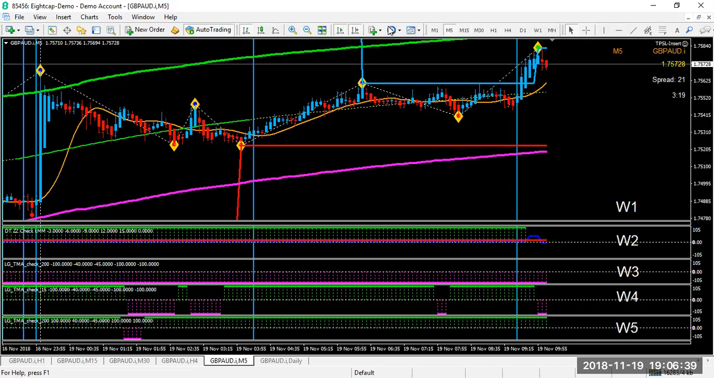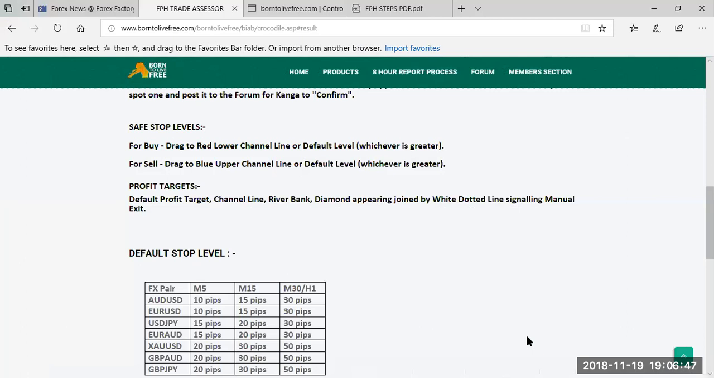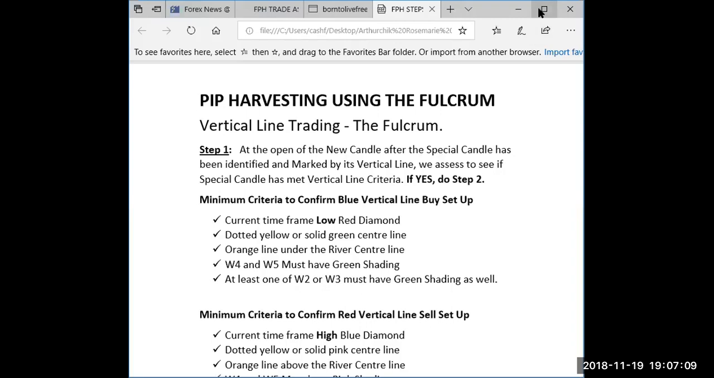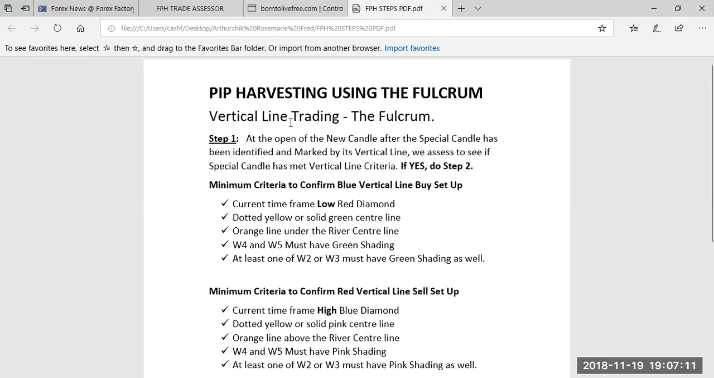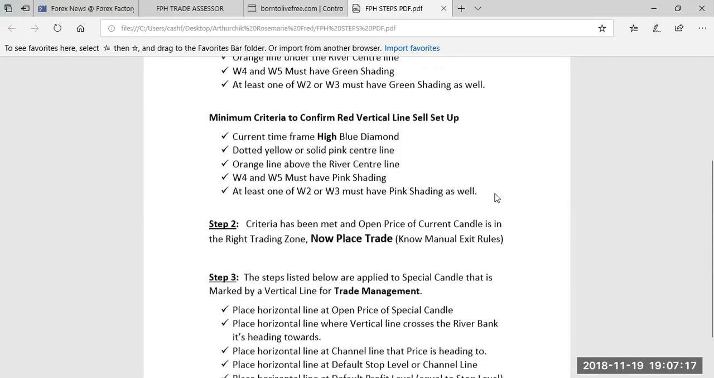So let's have a look. New share. Okay, it wasn't that one. Okay. So as you can see, still step 1, step 2, step 3.